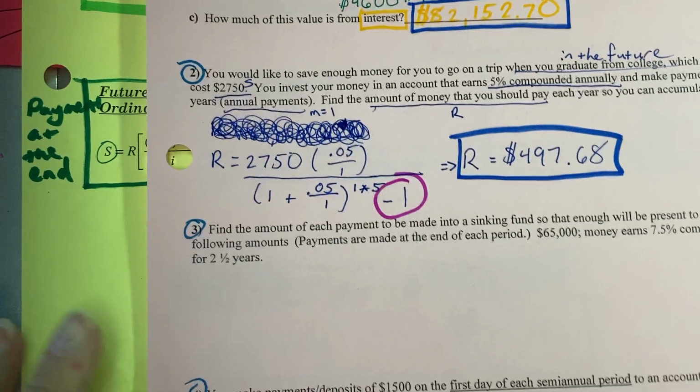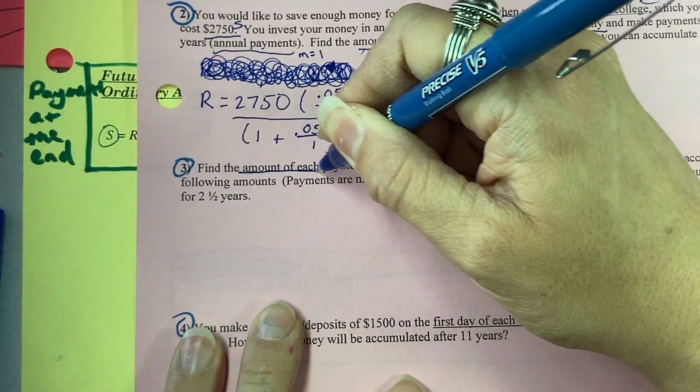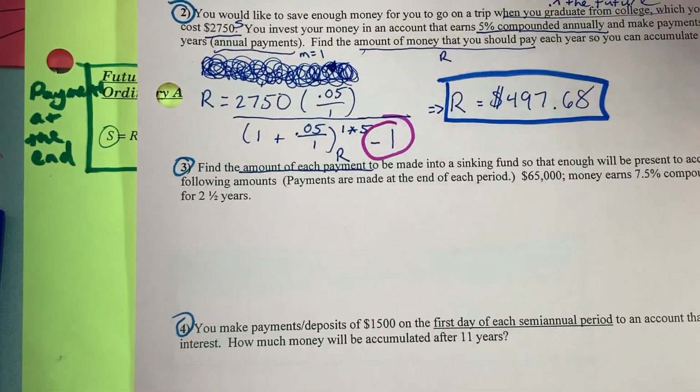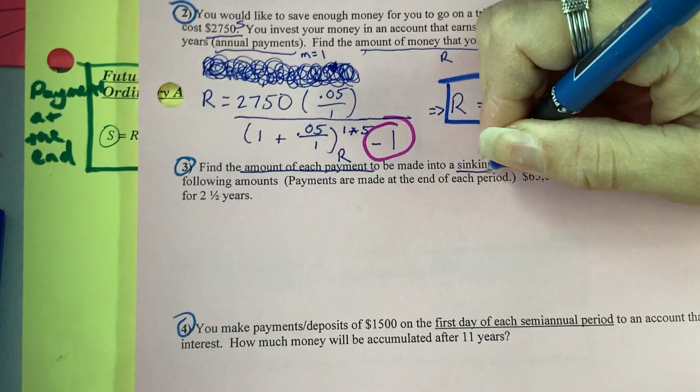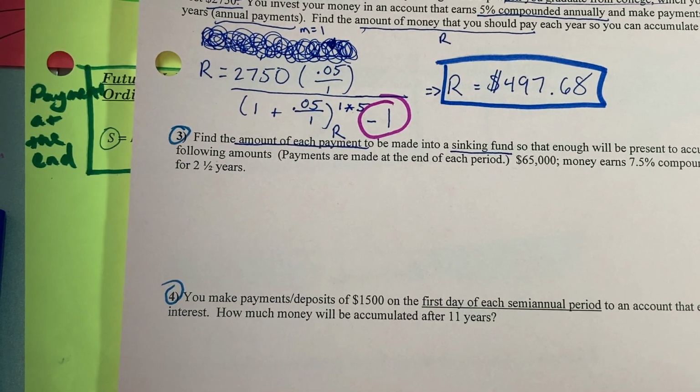So looking at number 3, we'll go ahead and start this one together. It says, find the amount of each payment. Amount of each payment. What variable are we looking for? The R value. To be made into a sinking fund. Oh, sweet. It tells us that's the formula we're going to be using. So that enough will be present to accumulate to the following amounts.